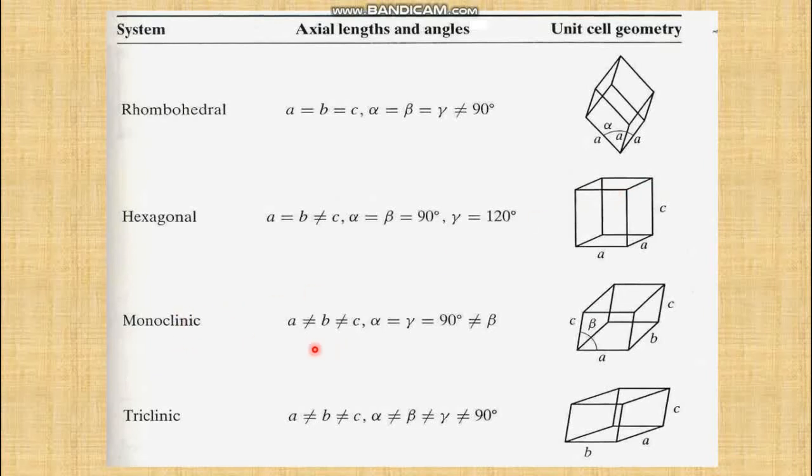Monoclinic is very complicated. A not equal to B not equal to C, alpha equals beta equals 90 degrees but not equal to gamma, or alpha equals gamma equals 90 degrees not equal to beta. As I've said, alpha, beta, gamma, you can just shuffle them. Any 2 are 90 degrees and the third one is not. And triclinic is very easy. None of them are equal, and none is 90 degrees. So these are the 7 crystal systems.